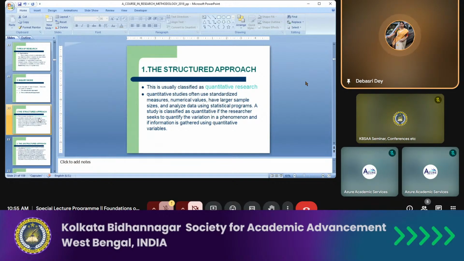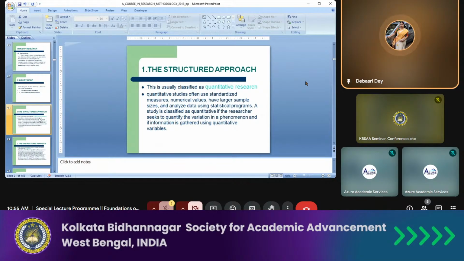But mind that in the structured approach, they believe in a larger sample size. Otherwise, obtaining the research result is quite difficult, and prominence is lagging behind. So the data is analyzed using some statistical program. That is the structured state, and the study is classified as quantitative. If researchers have to find out some quantity of the value, they have to identify some variations of phenomena, and why these variations occur has to be explained.